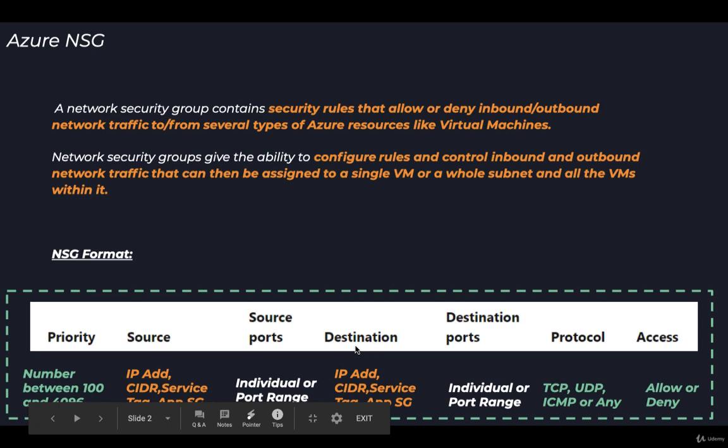So in the destination you will have similar kind of information you can mention. I have mentioned the color coding accordingly. Similarly, in the destination port you can have the individual port or the port range.